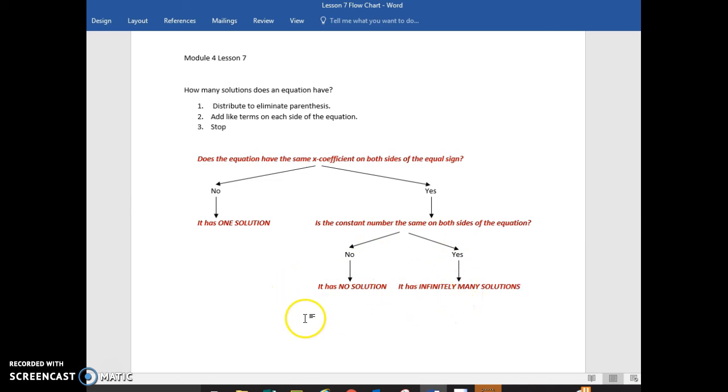So I'll give you a paper copy of this flow chart, but this is handy to think about as you're going through these problems.